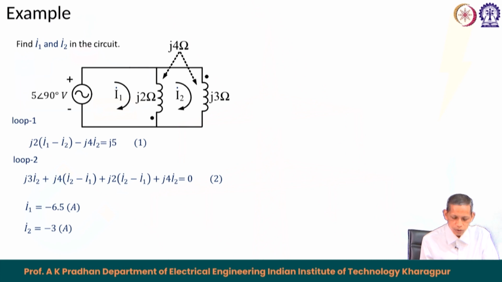So, finally, we got the corresponding equations, equation 1 and equation 2, to be like this. This leads to two equations. So, we got the corresponding I1 and I2 to be minus 6.5 and minus 3 ampere respectively.